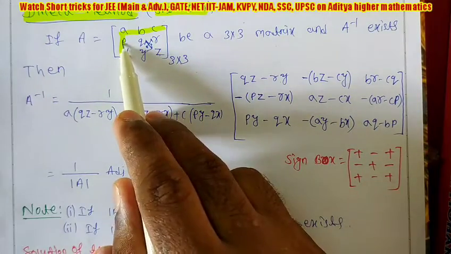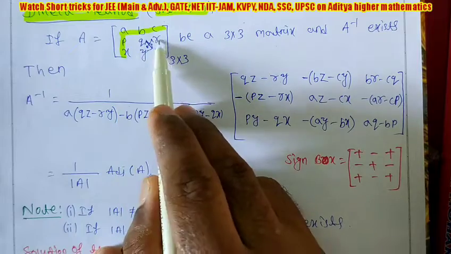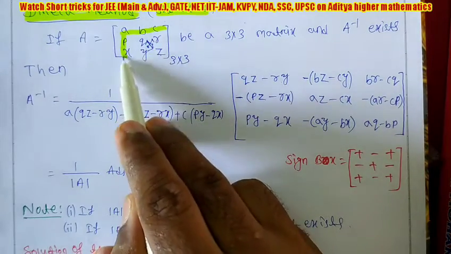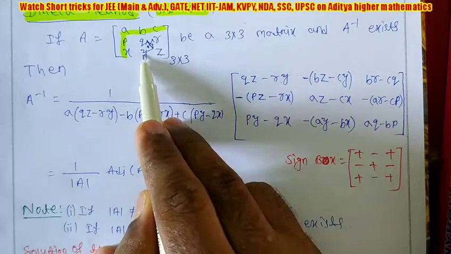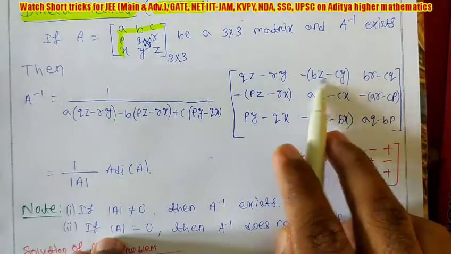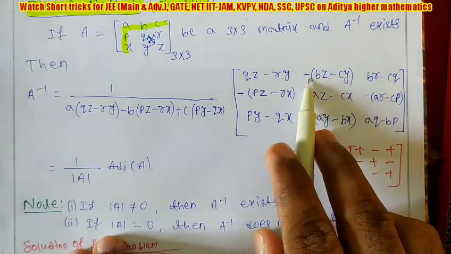Next, for the second row, P is in the first row and second column, so delete this. Then what will you get? B, C and Y, Z, after deleting P, Q, R and A, P, X: Bz minus Cy. So Bz minus Cy, but its sign is minus. So use the sign box.